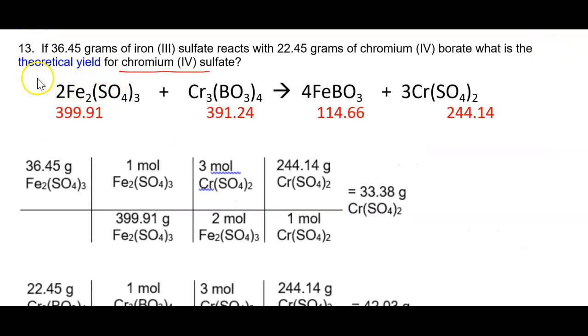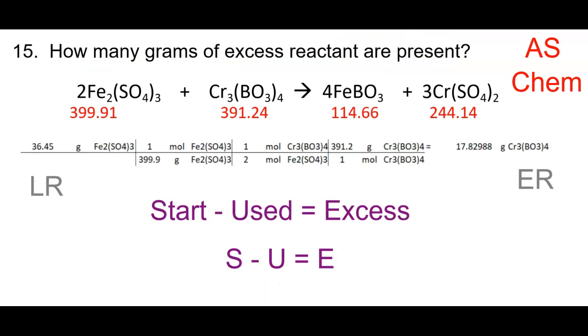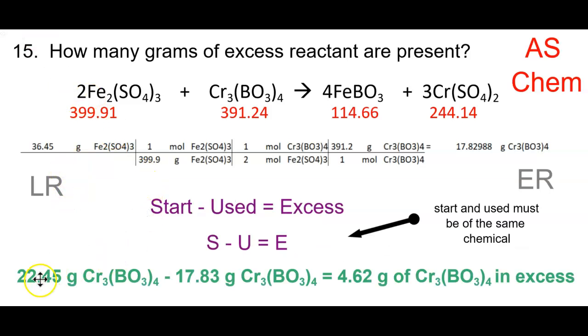Looking back at problem 13, we started with 22.45 grams of chromium borate. So we're going to take that start and plug it in here. 22.45 grams of chromium borate, that's our start. We established that from the beginning of the problem. We calculated how much we use, because remember, stoichiometry tells us how much of either of these two reactants we use, and how much of this we make. So we're going to take 22.45 minus 17.83 and we get 4.62 grams of chromium borate in excess.